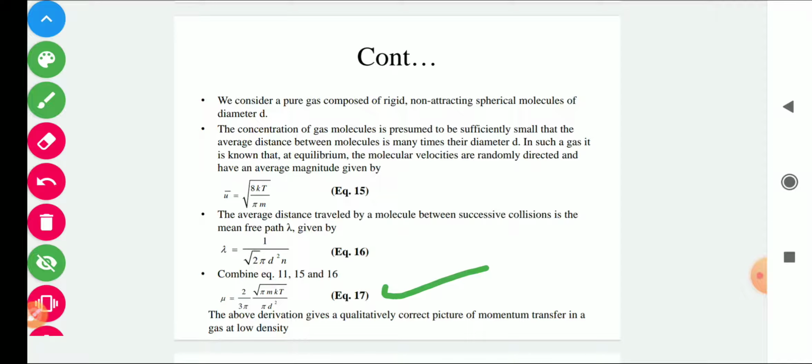This above derivation gives a qualitatively correct picture of momentum transfer in a gas at low density. So in this way we can determine the viscosity of a gas using kinetic theory, for a gas available at low density.